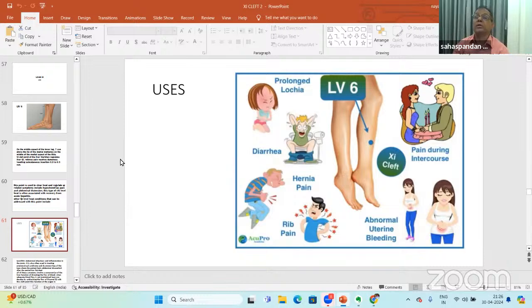Again, to note the difference among the three cleft points of the channel of the leg: three points are used to treat pain in the abdomen, spleen 8 and kidney 5, along with liver 6. So this point treats pain in the lower abdomen.